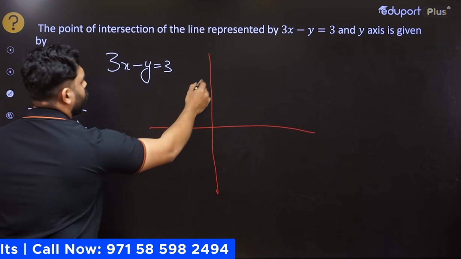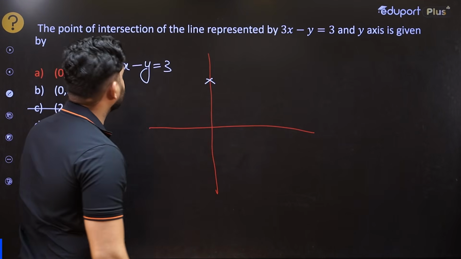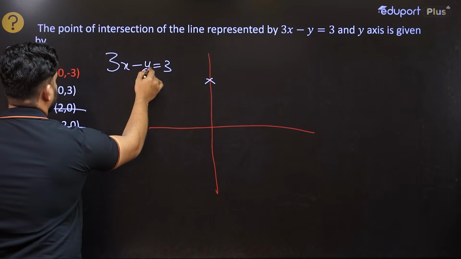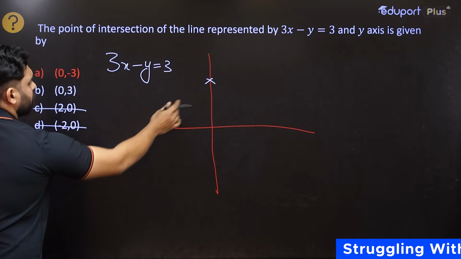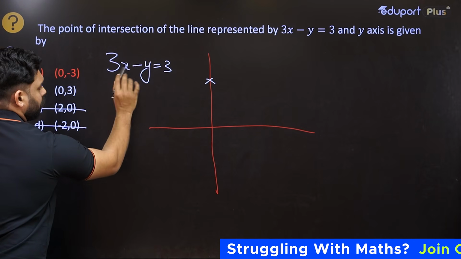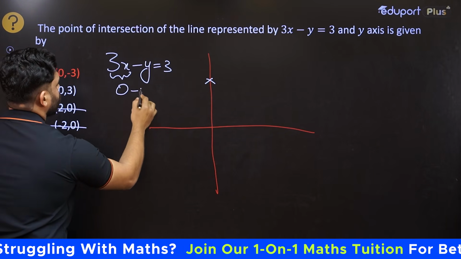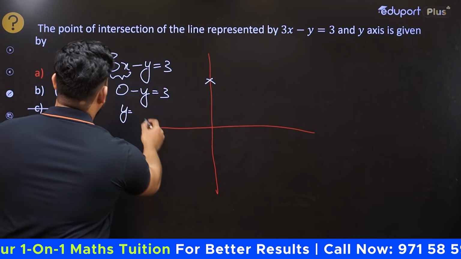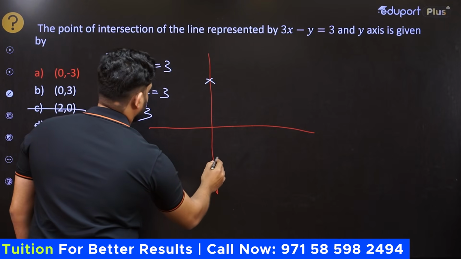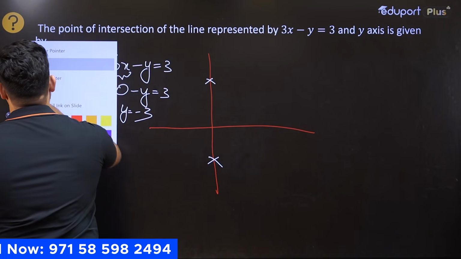In the y axis, the x coordinate will always be 0. So if you substitute x as 0 in 3x minus y is equal to 3, this whole thing will become 0. So 0 minus y is equal to 3, which means y is equal to minus 3. So this will be the point. Not here.